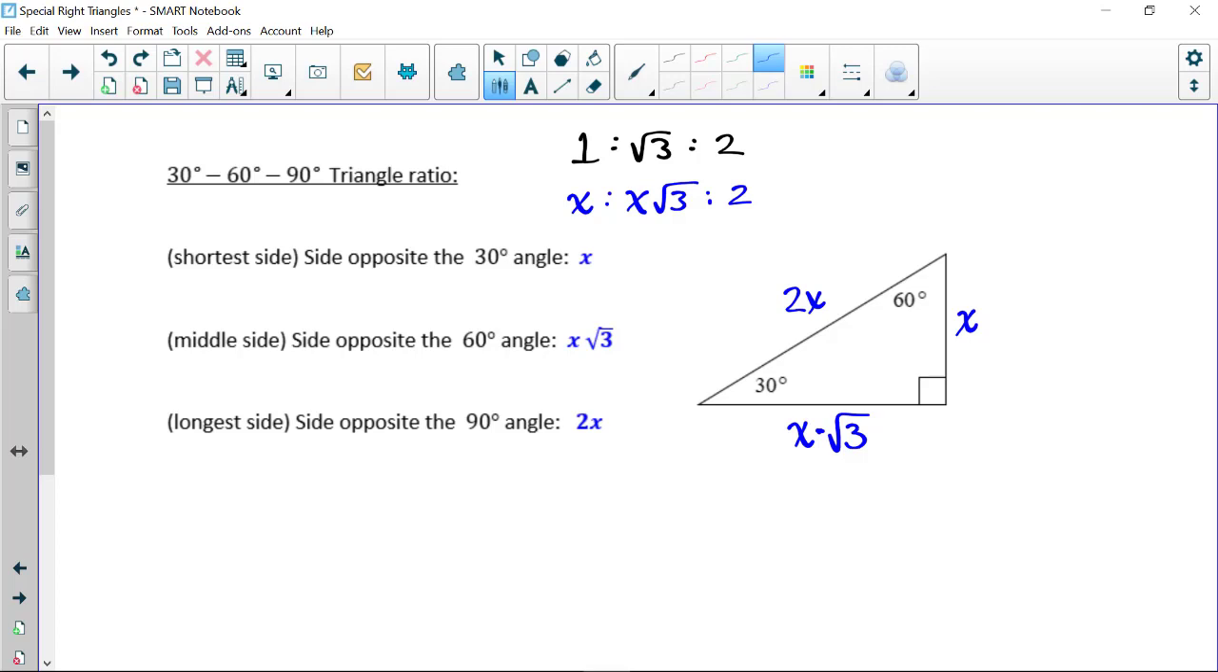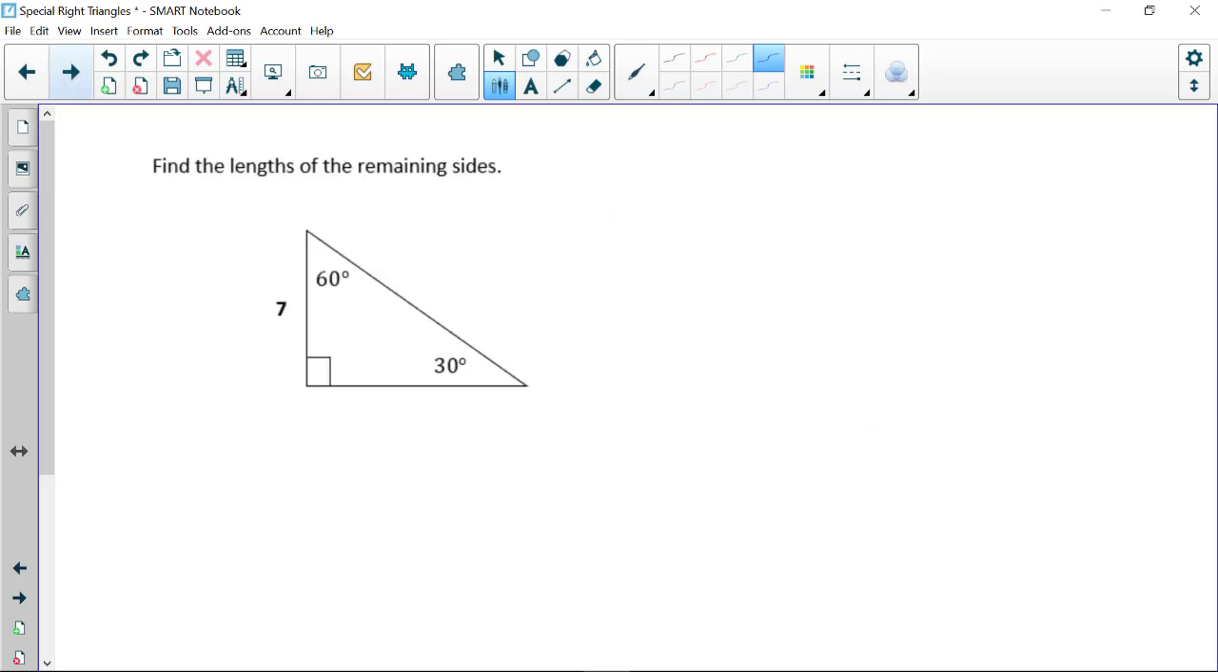All right, let's do a quick example. Find the lengths of the remaining sides. What do I have? I have the side opposite the 30-degree angle, so that is my shortest side. I'm going to call that my x. To find the other leg, or the side opposite the 60-degree angle, I just take that. Remember, that is x times square root of 3.